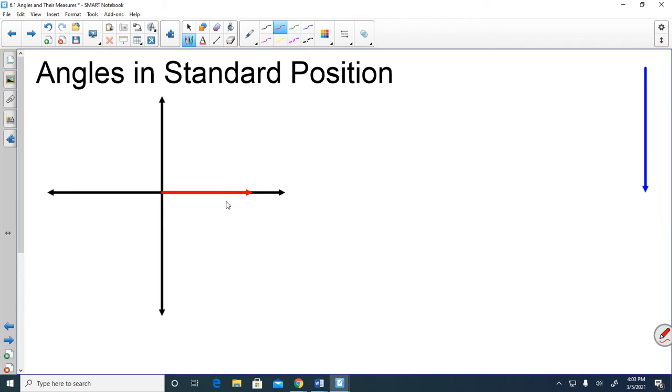I'm going to move this line over for a second. Angles in standard position have two sides. So let me drag these over here. Two sides. So I have a red side and a blue side. Okay. The red side is called the initial side.